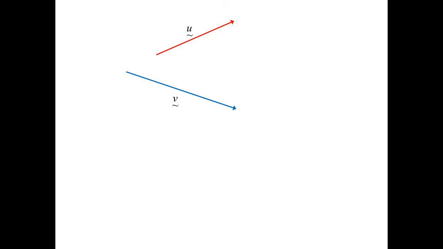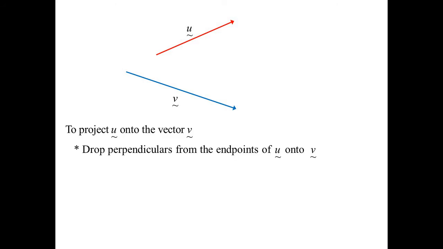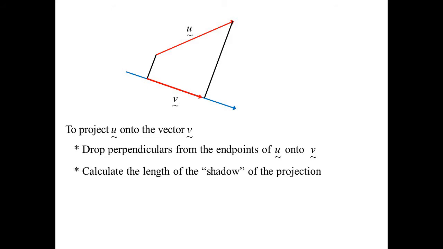So let's say, for instance, here's the vector u, and I want to project it onto the vector v. Now I still have to project down at 90 degrees. So from the endpoint of my vector, I draw a perpendicular to my line, or my other vector. So that red one that's sitting on the blue line now, that would be the projection of the vector u on vector v. So we need to calculate its length.